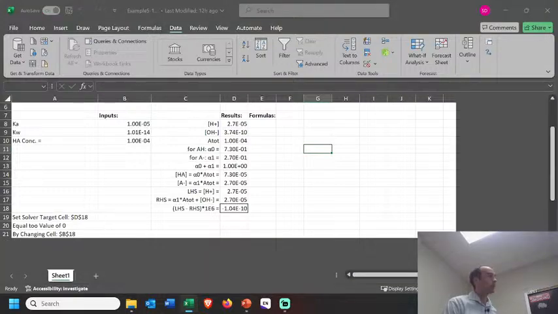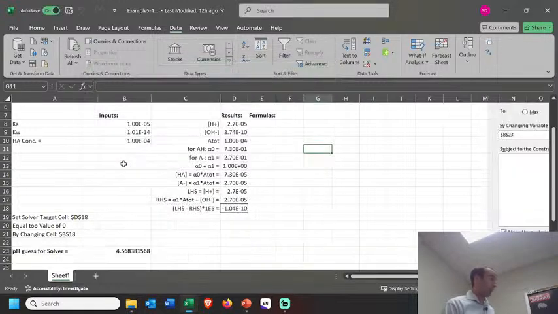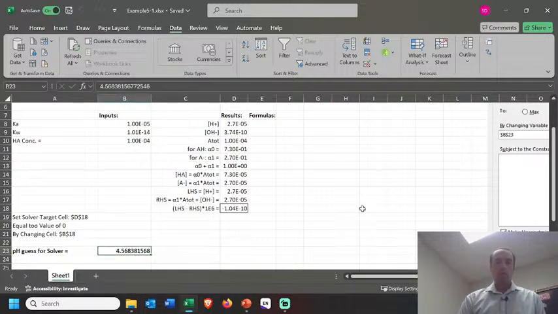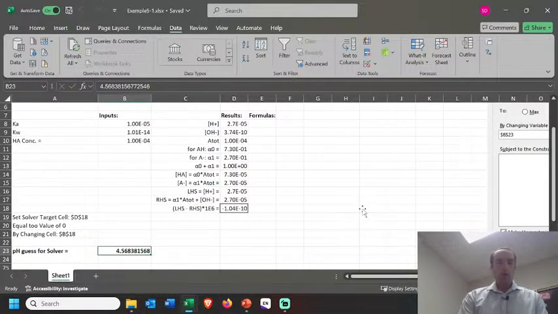And it came up with some results and popped them over here. And it's asking me if I want to keep the solver solution or restore the original values. I'll go ahead and keep them. And we can see, so it's still 4.57-ish. Now, one thing we'll see is if I change this, and then we'll try it again, and I just have the image there. It's the same thing.